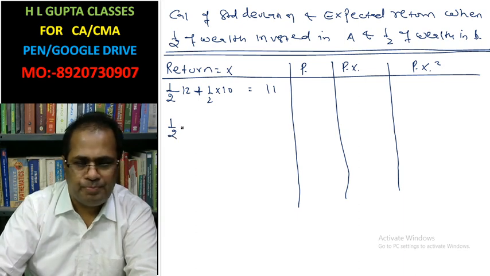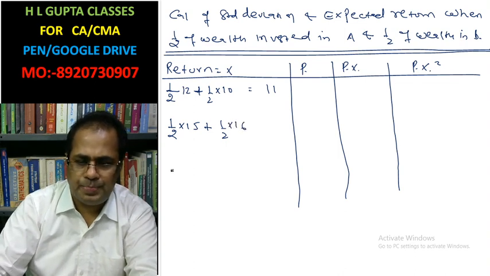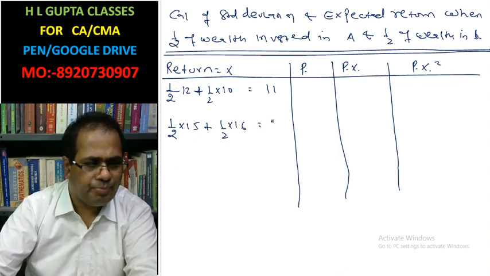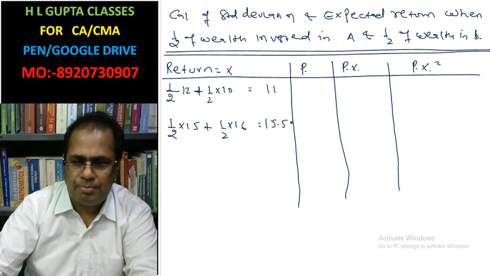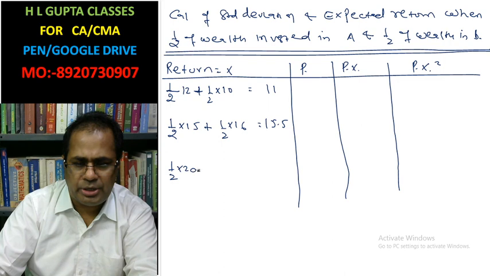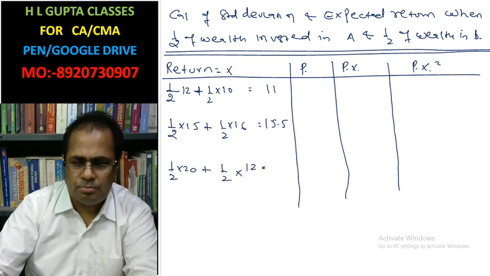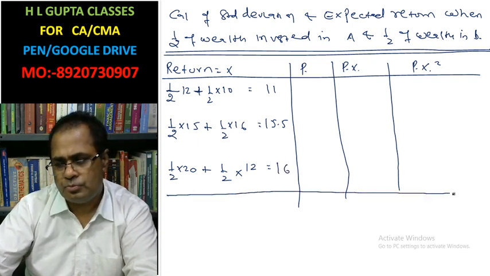Half into 15 plus half into 16. This is your 15.5. Half into 20 plus half into 12 equals 16%. This is your investment.